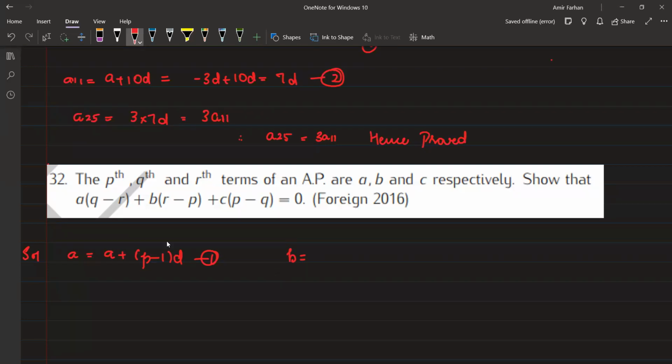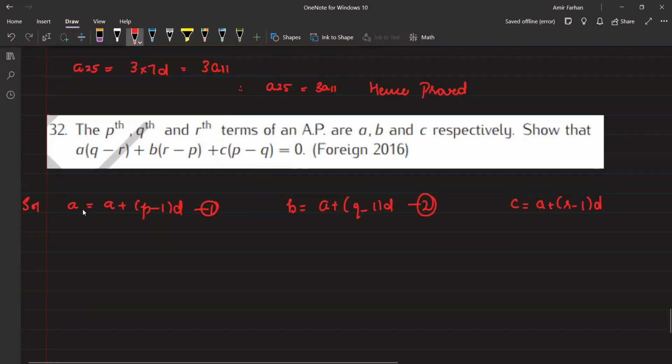Okay. So b is equal to A plus (q minus 1) into D. This is your second equation. c is equal to A plus (r minus 1) into D. Is this clear, Zainab? Please let me know. Yes, sir, it is clear. So we need to show that a into (q minus r) plus b into (r minus p) plus c into (p minus q) is equal to 0. That's what you need to show.